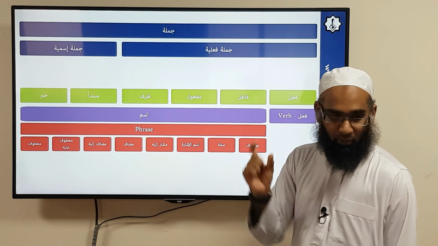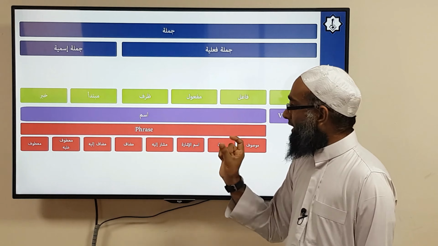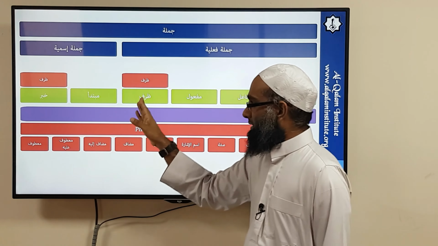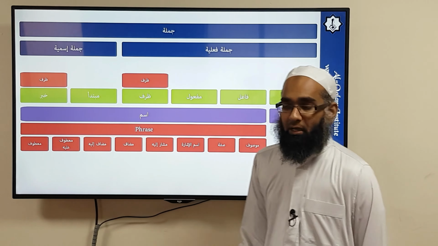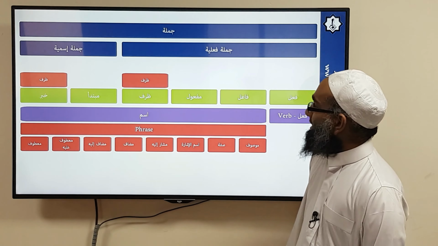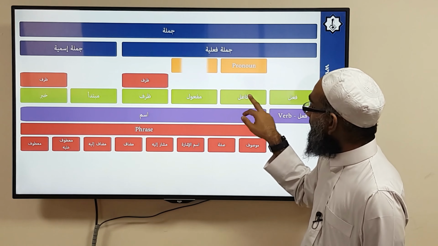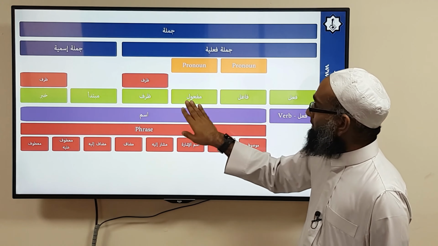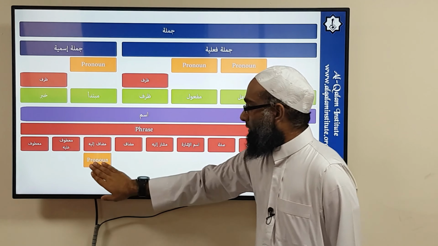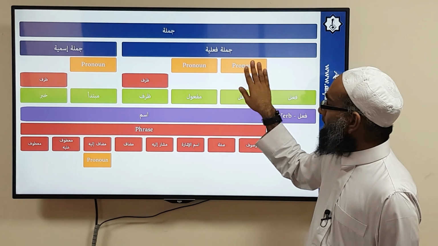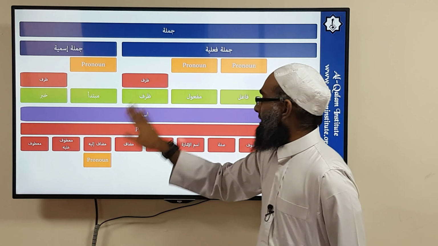And then there's one phrase which is limited, which is a zarf phrase, which comes in the place of the zarf, or which comes in the place of the khabar. Correct? And then we said that in many places, you can have the zamir, the pronoun. You can have the zamir as a fa'il, as a maf'ul, as a mubtada, and as a mudhaf ilayh. And yesterday we did this one. Today we want to move on to this, and this.